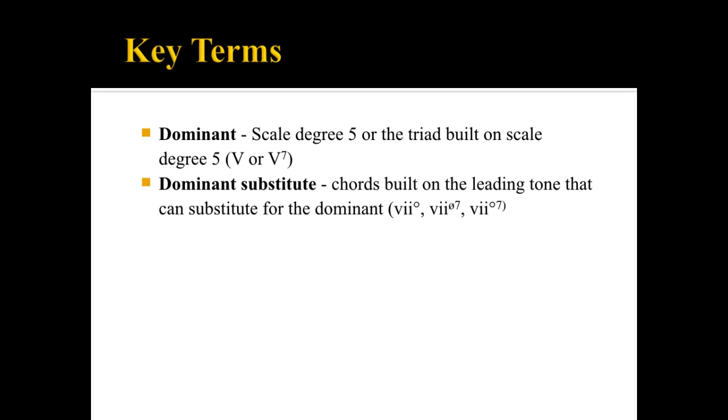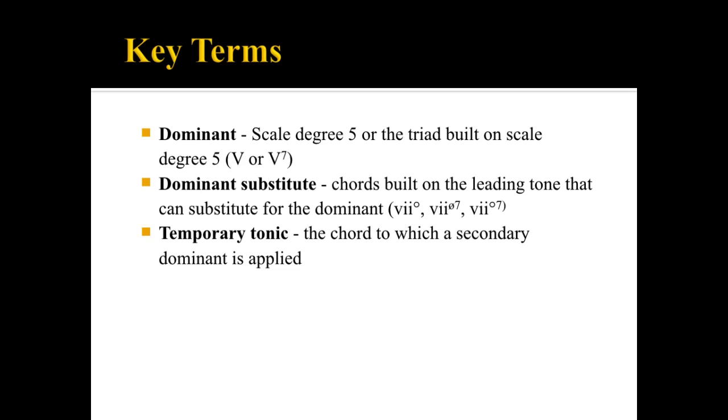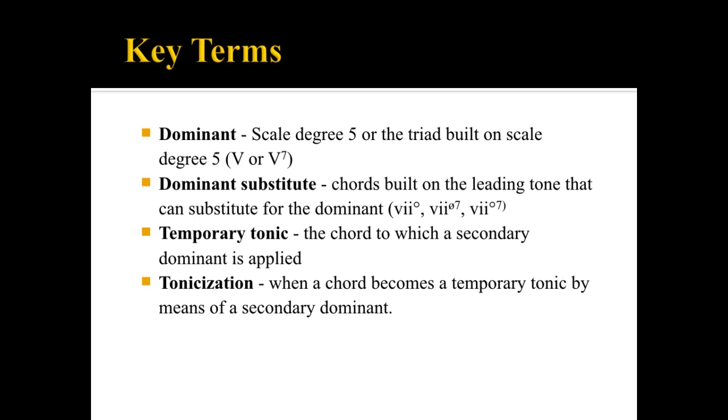Dominant substitutes are chords that are built on the leading tone of the scale. They can substitute for dominants: a vii triad, a vii half diminished 7, or a vii fully diminished 7. A temporary tonic is the chord to which a secondary dominant is applied. Tonicization is when a chord becomes a temporary tonic by means of a secondary dominant.